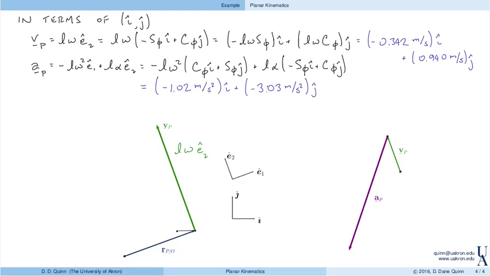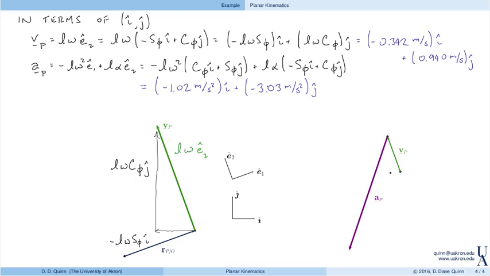Right? So this green vector has a component here and a component there. So this term is minus L omega sine of phi I. That's this vector here. And then this vector is L omega cosine of phi in the J direction. So again, we have the vector, and I can write it in terms of components in E1 and E2, and that becomes very easy because the velocity is just in the E2 direction. Or I can write this green vector in terms of components in the I and J direction.